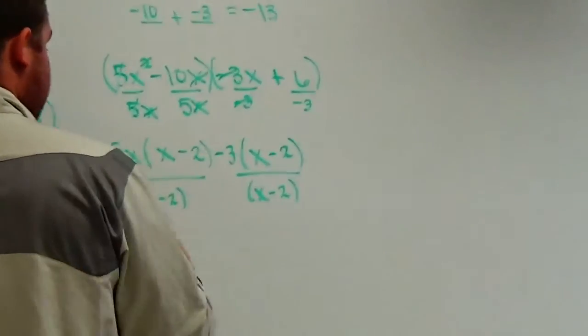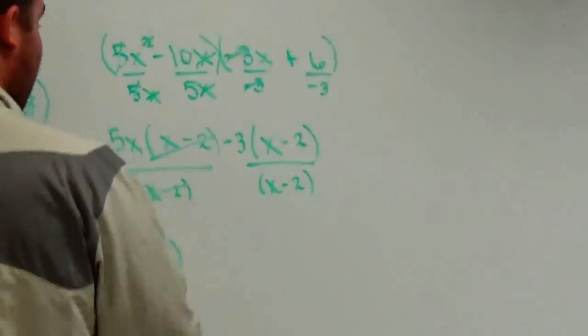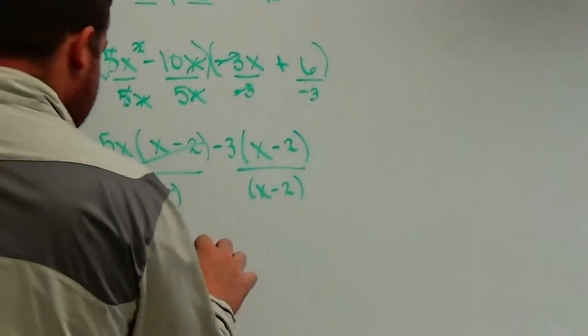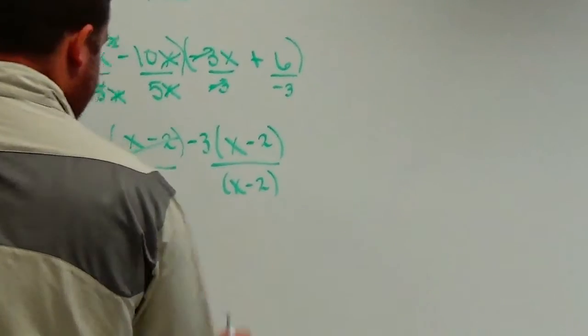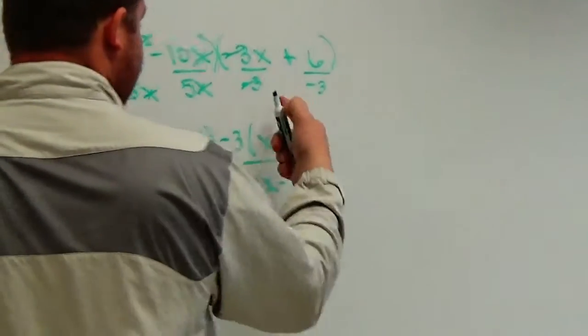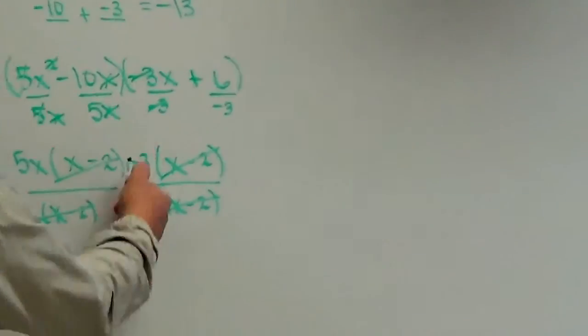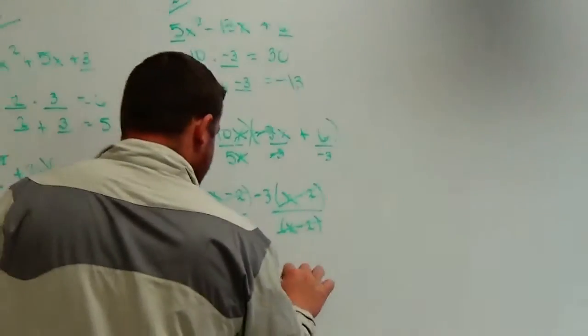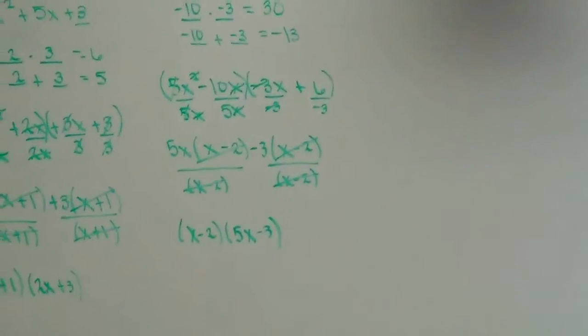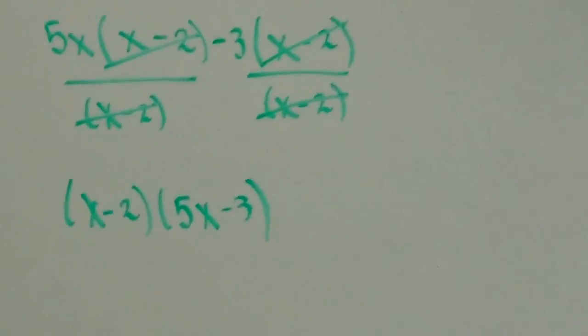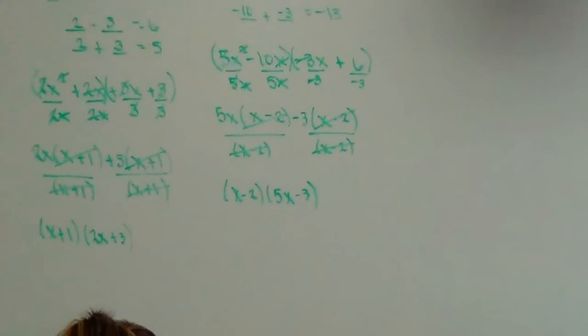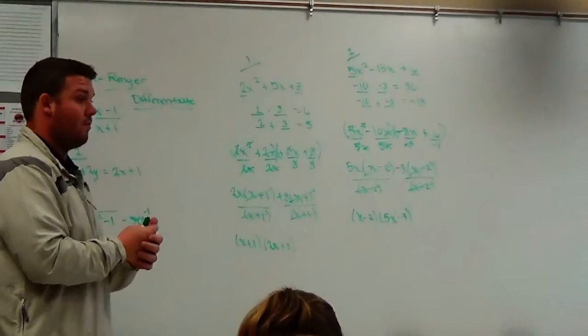Well, 5x times x minus 2, these x minus 2's cancel out. What are we left with? 5x. Alright? Negative 3 times x minus 2 divided by x minus 2. Your x minus 2's cancel out. What are you left with? Negative 3. There's your 2 factors. Want to try one on your own?